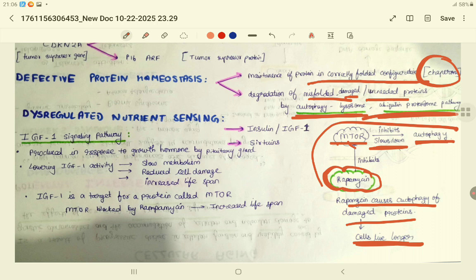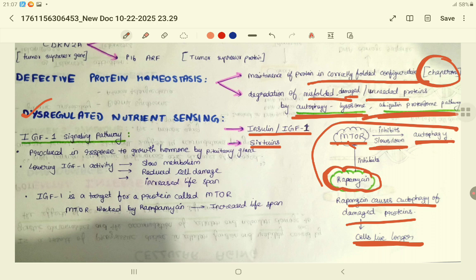Now let us talk about dysregulated nutrient sensing. That is basically a hypothesis, like most of them believe that, or even scientifically we can believe that, but not much proof is present. People who eat more throughout their lives are comparatively more likely to age faster compared to a person who eats less, right? So that comes under dysregulated nutrient sensing. Basically, insulin and IGF-1 we need to decrease, and sirtuins need to be increased. These are the main concepts behind dysregulated nutrient sensing.